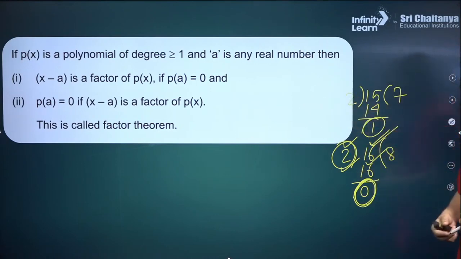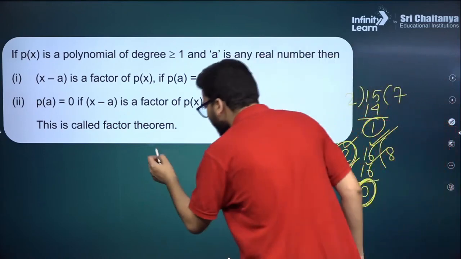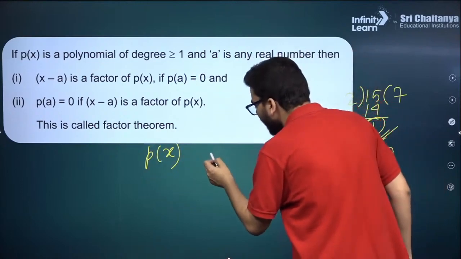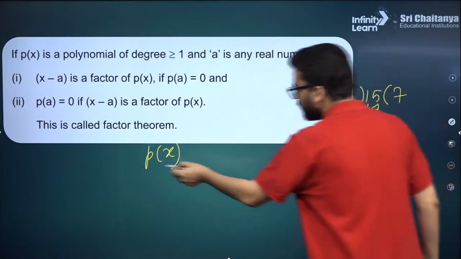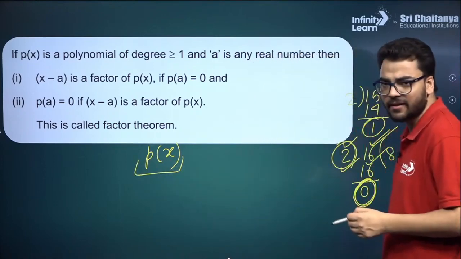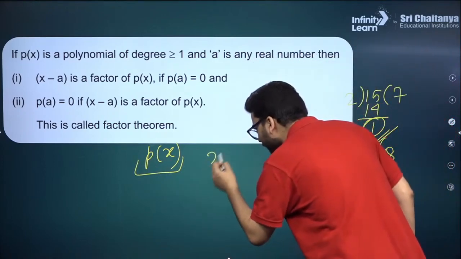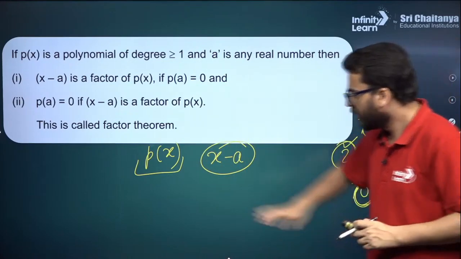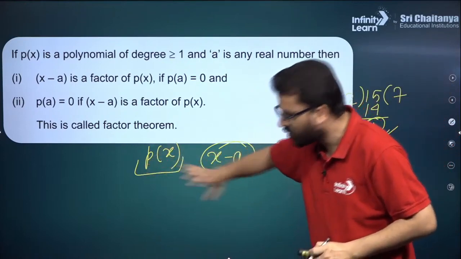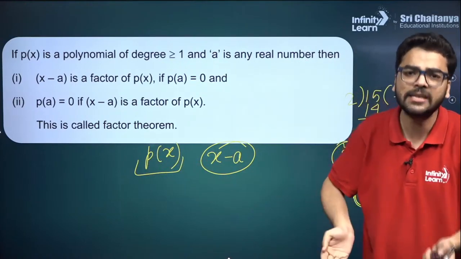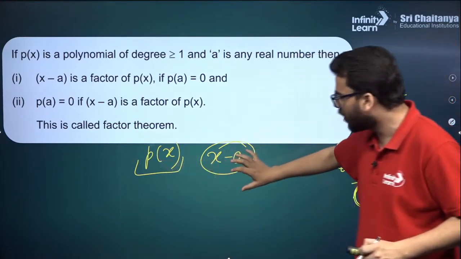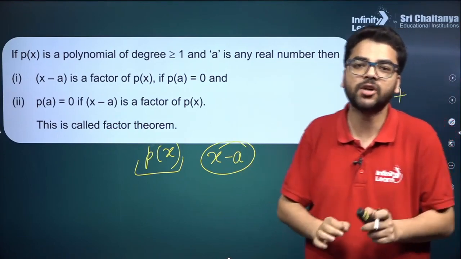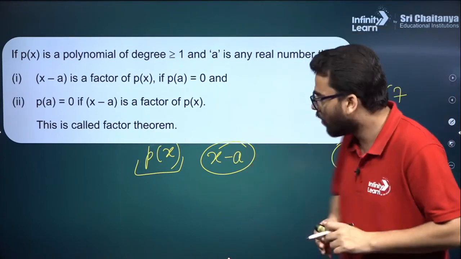In the same logic, suppose p of x is a polynomial whose degree is greater than or equal to 1, and it is given that x minus a is a factor of p of x. You got that logic? What does it mean? If I divide this polynomial by x minus a, the remainder must be 0. That is the definition of factors and multiples. Got it? Now what is the remainder?